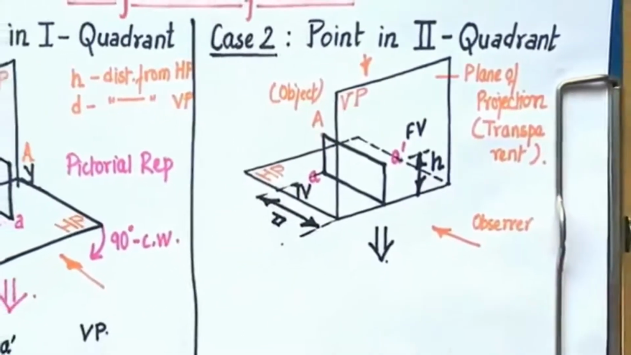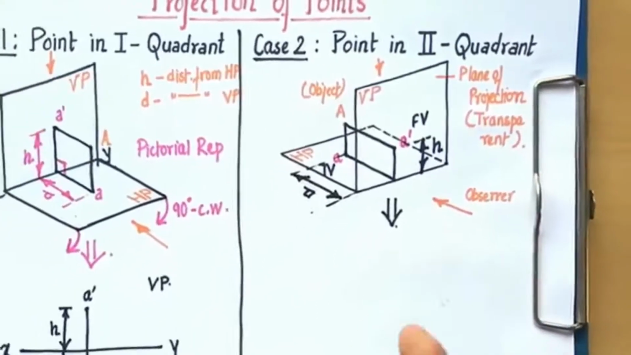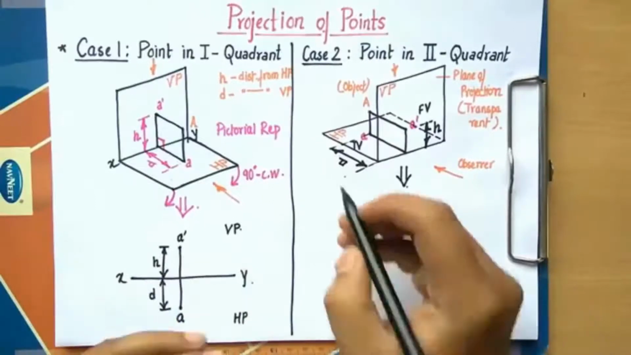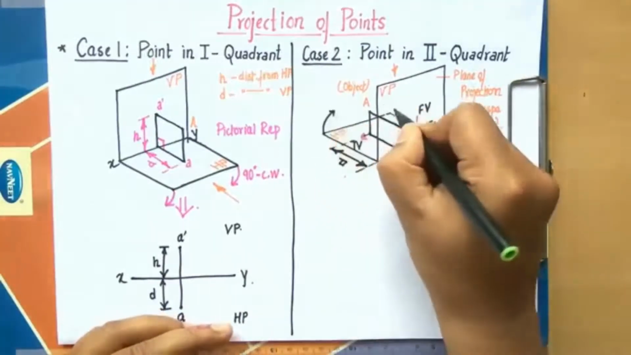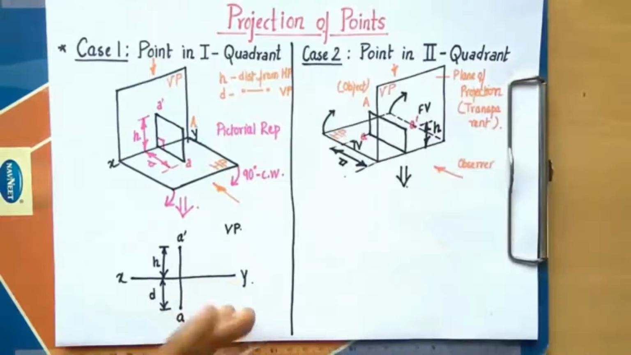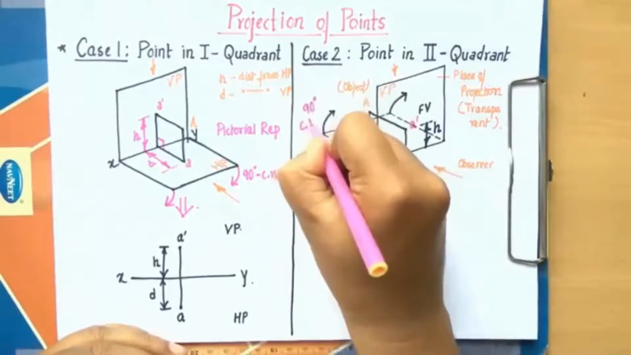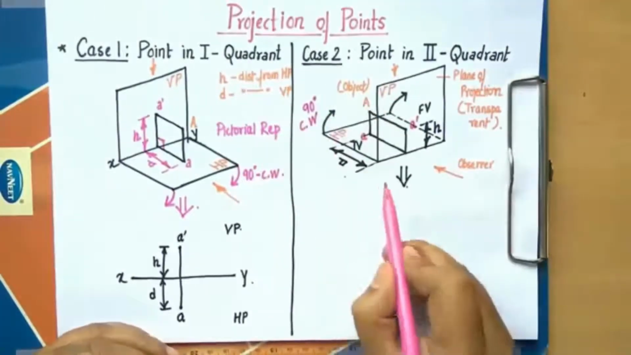Alright, now we are supposed to draw an orthographic view for this pictorial representation. How can that be done? Please have a careful look. Again, the same policy. In the previous case also I told you that the horizontal plane has to be rotated by an angle of 90 degrees clockwise. The same thing will be repeated in this case also. So we'll rotate this horizontal plane by an angle of 90 degrees in the clockwise sense. On doing so, what will happen?